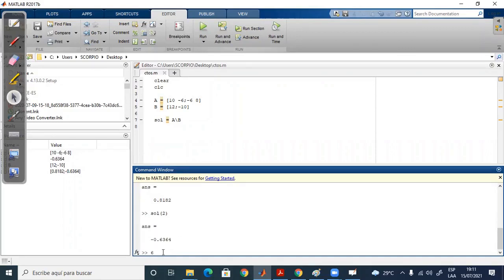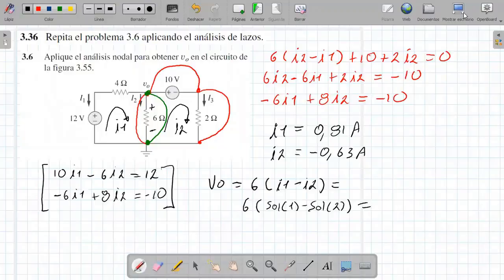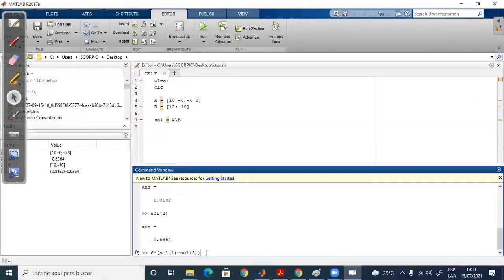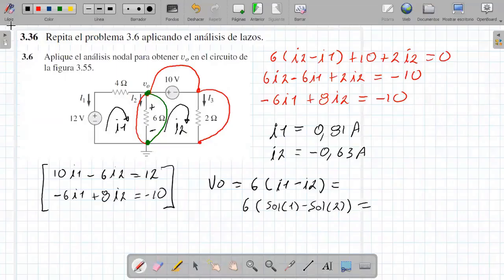So what I'm going to do is say that 6 multiplies, and in parentheses I'm going to put sol in position 1 minus sol in position 2. MATLAB has these variables saved. Hitting enter, it tells me it is 8.7273 volts. So 8.72 volts. Please verify it with the video of exercise 3.6 and you will corroborate it. See you at the next one.